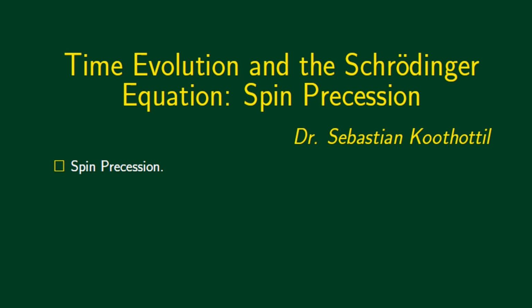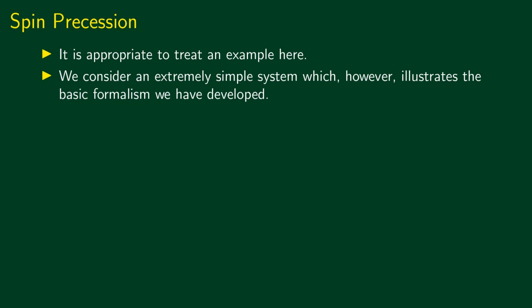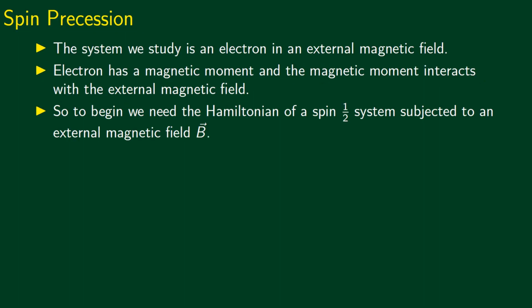Hi, in this session we shall discuss spin precession. In the previous classes we have developed the basic formalism to describe time evolution in quantum mechanics. Let's now consider an extremely simple example which illustrates some of these ideas. The system we shall consider is an electron in an external magnetic field.